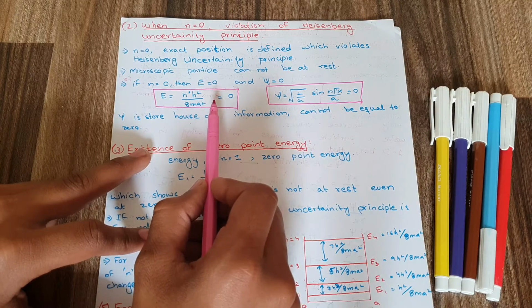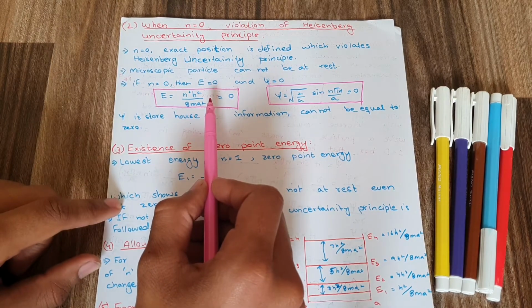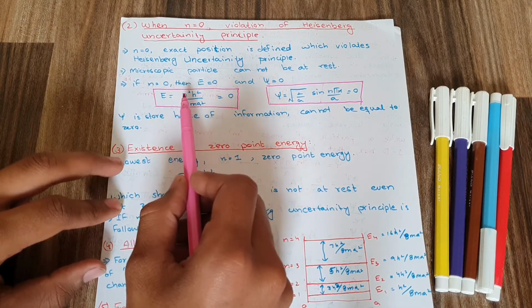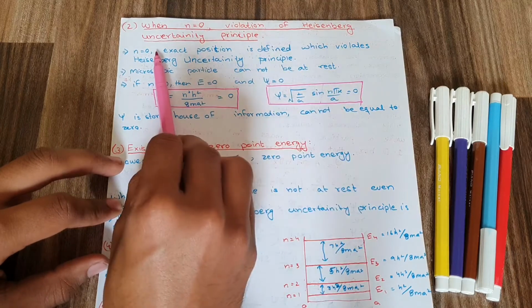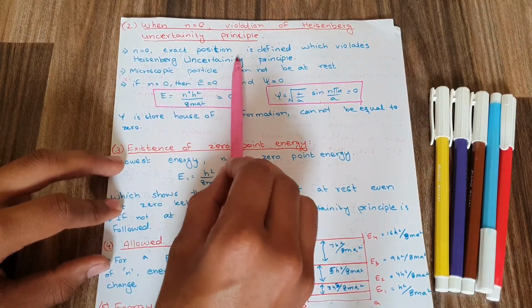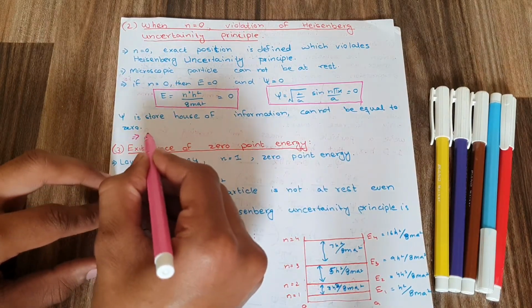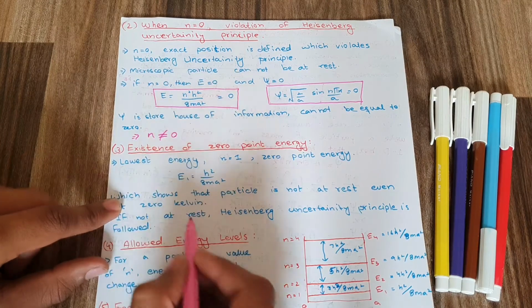So energy cannot be equal to 0, because if the energy is 0, it will violate the Heisenberg uncertainty principle. In order to follow the Heisenberg uncertainty principle, the n cannot have a value of 0. So we can conclude that n cannot have a value equal to 0.